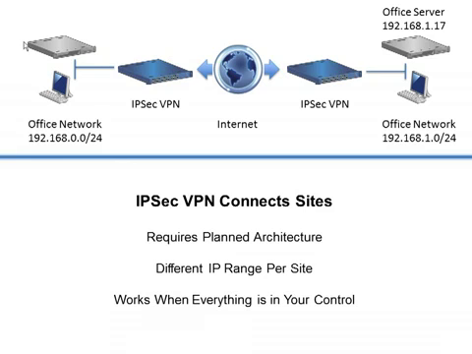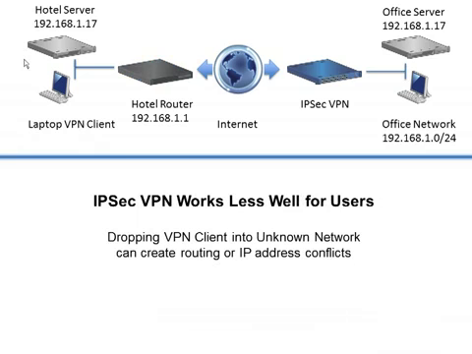However, connecting sites requires a planned architecture where an administrator defines different IP ranges per site, and this all works when everything's under control. However, what happens when users get involved? In this context, an IT manager can't necessarily control where a user may want their remote access. Dropping a VPN client into an unknown network can create routing or IP address conflicts.